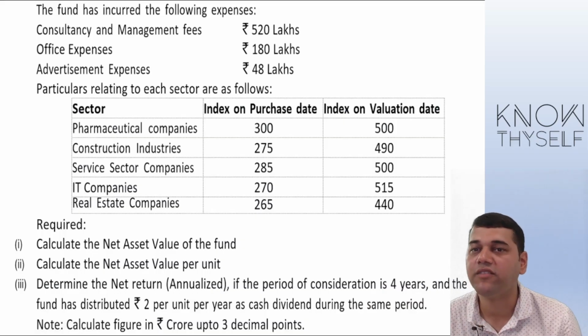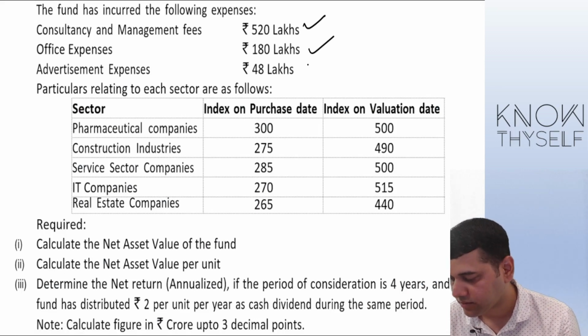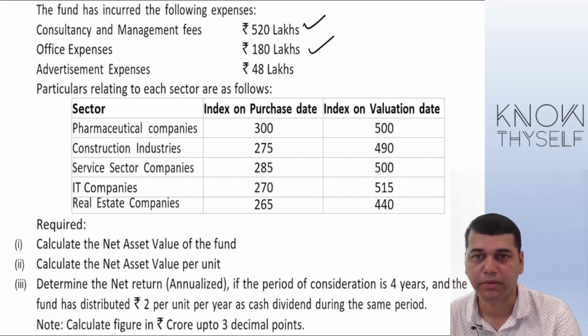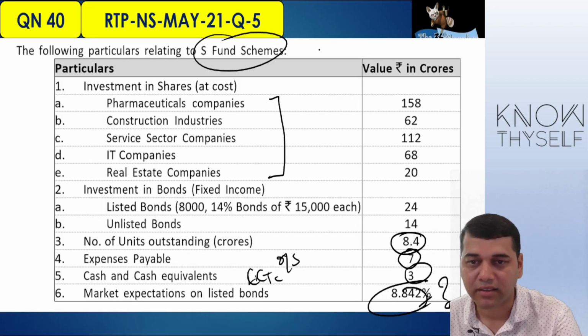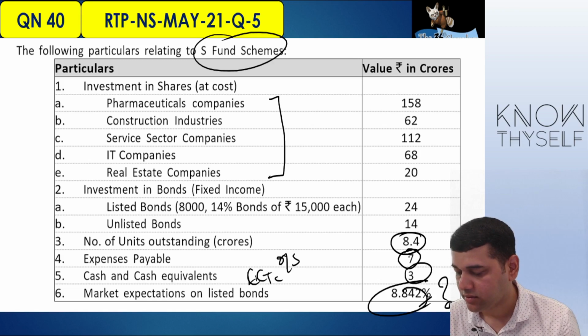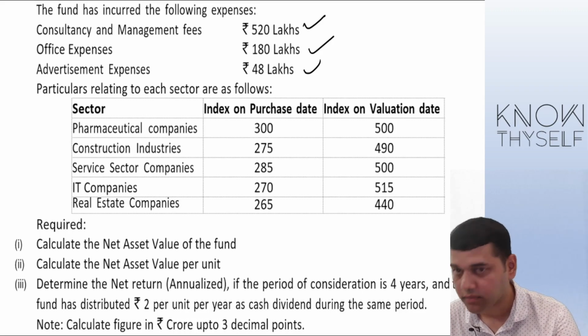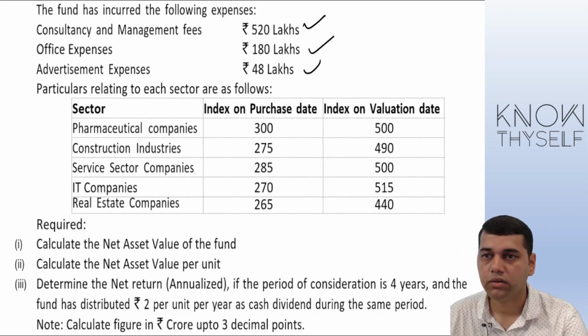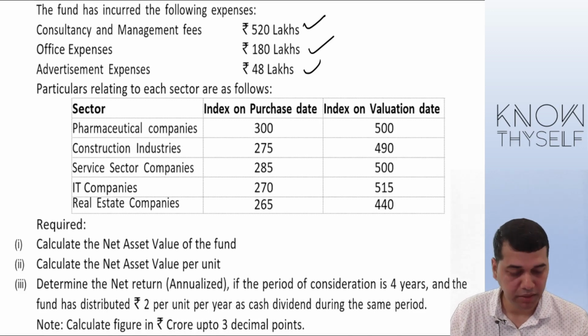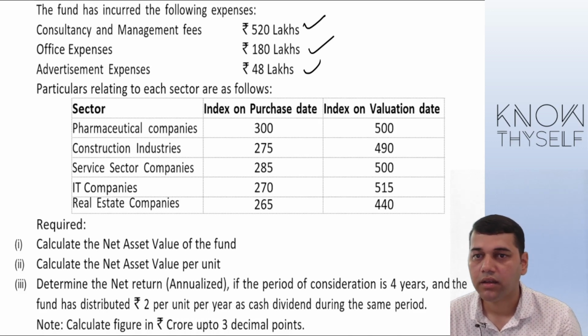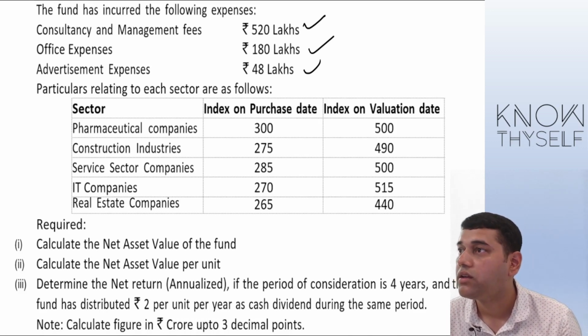The fund has incurred the following expenses: consultancy expenses, office expenses, advertisement expenses. Okay. It is in lakhs. And what is cash in hand? 3 crores. Correct? And they have incurred some expenses. Now, how much is the total? 520 plus 180 plus 48. Sorry? 300 lakhs.